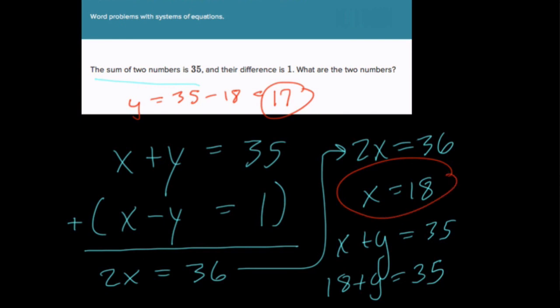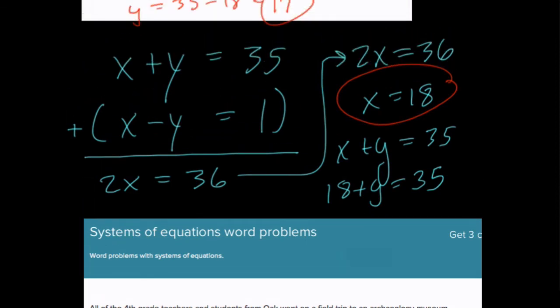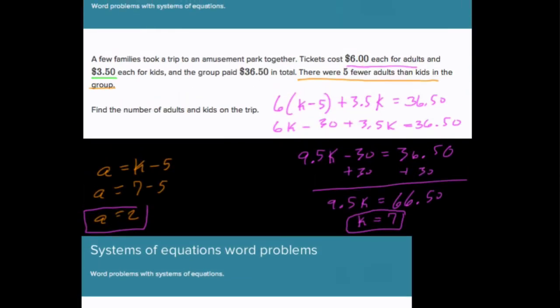So in these kinds of problems, you really want to set up two equations to solve for both variables. And there will be other variations of that in this module.